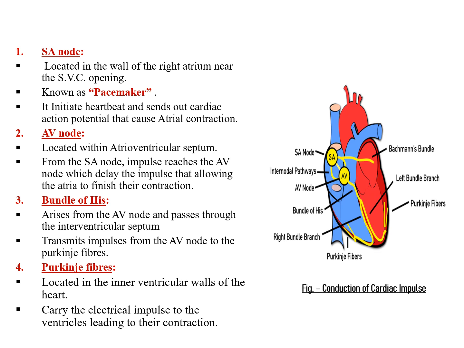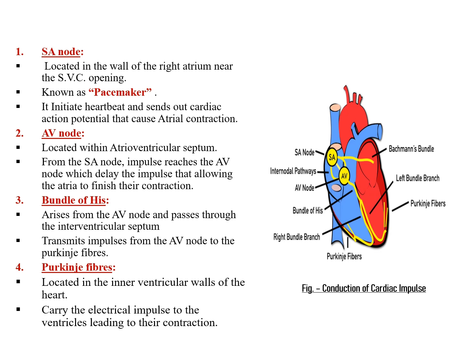The SA node is located in the upper wall of the right atrium near the superior vena cava. It is also known as the natural pacemaker of the heart as it is self-excitable. The SA node initiates the heartbeat and sends the cardiac action potential that causes the contraction of the atria. Then from the SA node, the impulse is transmitted to the AV node, that is the atrioventricular node, which is located within the atrioventricular septum.